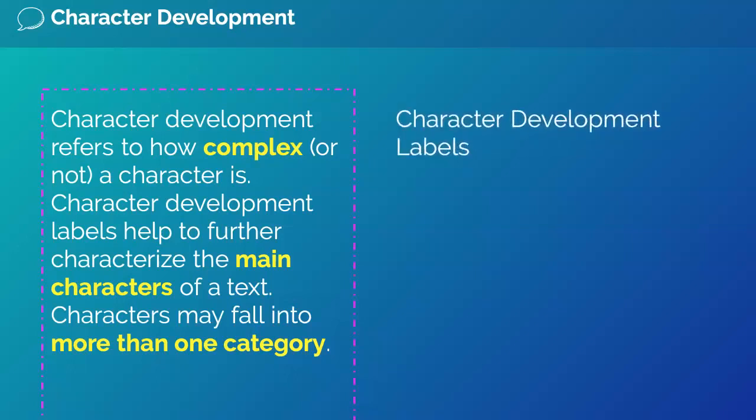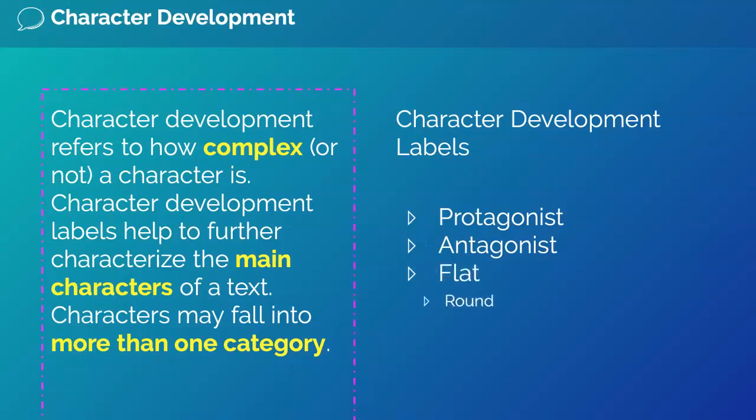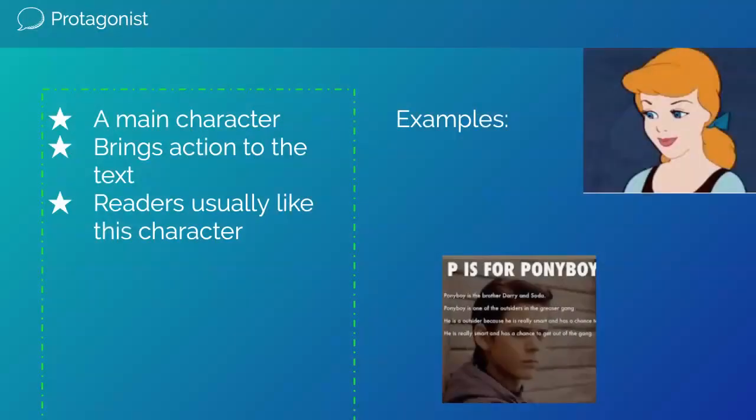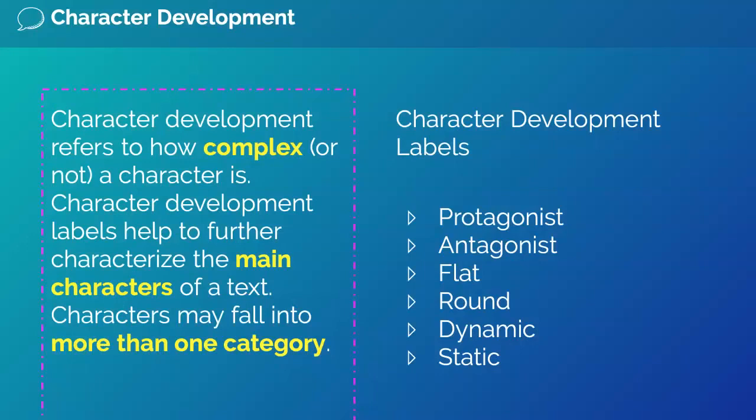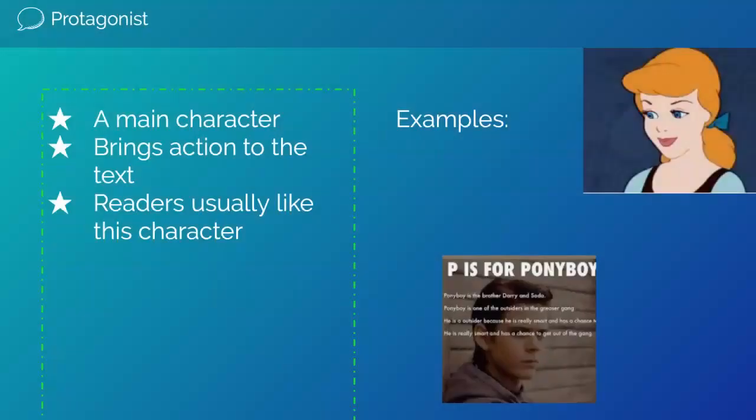The labels for character development are protagonist, antagonist, flat, round, dynamic, static. If you wrote your labels early on in the video, you do not have to rewrite your labels. Simply define them as I go along.